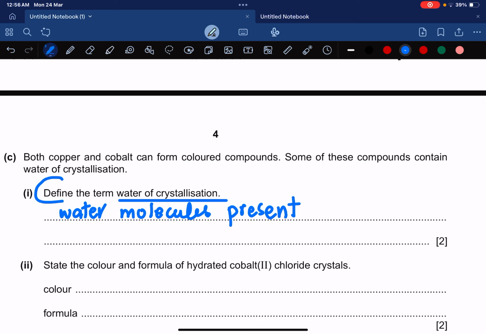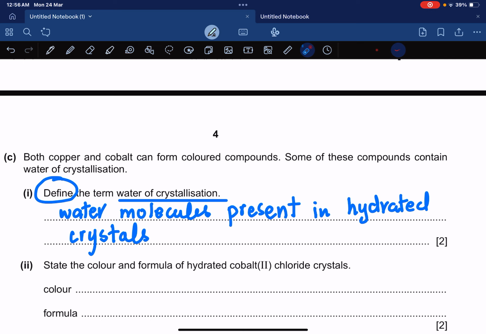Achha, whenever a define question comes, you have to write down the definitions from the syllabus, learn them from the syllabus. Water molecules present in hydrated crystals. Achha, and now I would like to tell you one more thing: copper and cobalt compounds are basically used to test for water. How are they used to test for water?